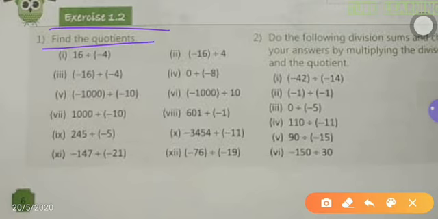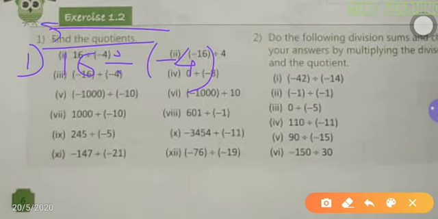Okay, quotient we have to find. These integers are given. First one you see, 16 divided by -4. So here, 16 divided by 4, what will you get?